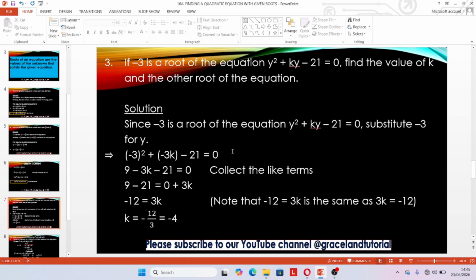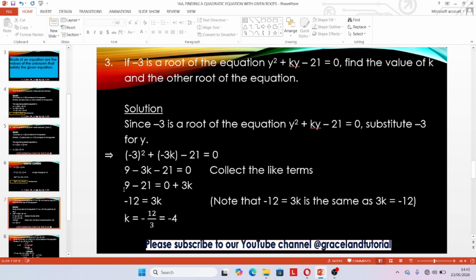Now we have y squared, so that is going to be minus 3 squared, plus you have ky. Remember that y is minus 3, so that will be minus 3k. Minus 21 is equal to 0. Minus 3 times minus 3 will give us 9. Plus times minus 3k will give us minus 3k. Minus 21 is equal to 0. Since we want to calculate the value of k, we will need to collect the like terms.